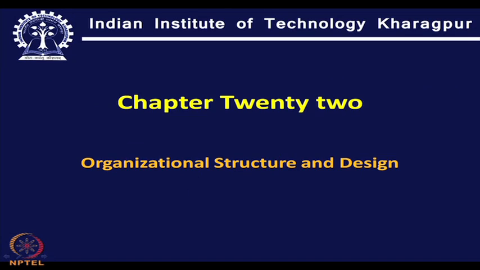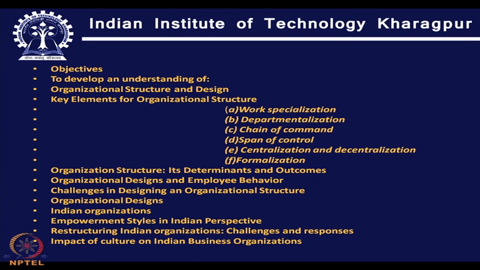As the objective of this chapter, we are going to develop an understanding of organizational structure and design, the key elements of organizational structure, which are work specialization, departmentalization, chain of command, span of control, centralization and decentralization, and formalization, and organizational structure, its determinants and outcomes, organizational designs and employee behavior, changes in designing and organizational structure, organizational designs in Indian organizations, empowerment styles in the Indian perspective, restructuring Indian organizations, the challenges and responses to it, and the impact of culture on Indian business organizations.